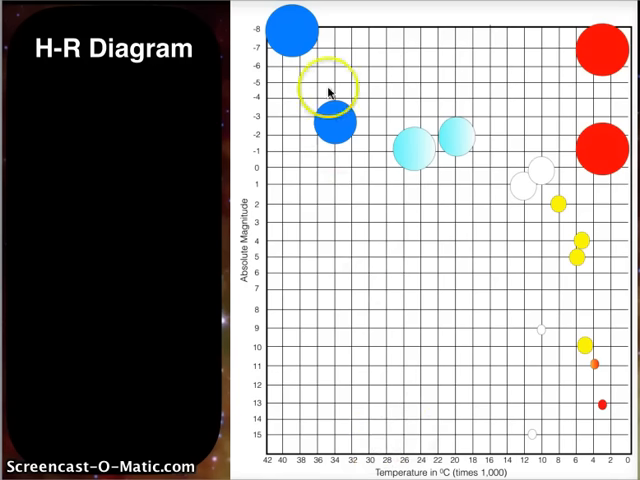Notice when plotting the stars on the HR diagram, you can represent their color and also their size. What do you notice about the size of the stars compared to the magnitude? I notice that the larger the star is, the brighter it is. And the smaller it is, the dimmer it is.